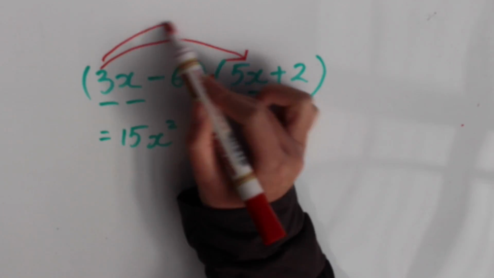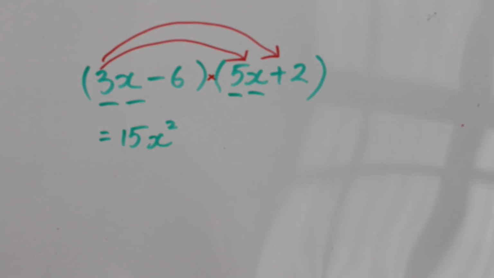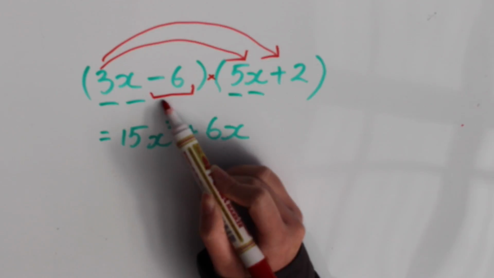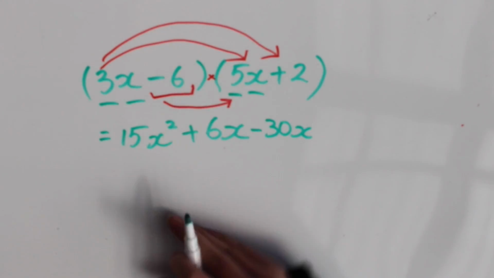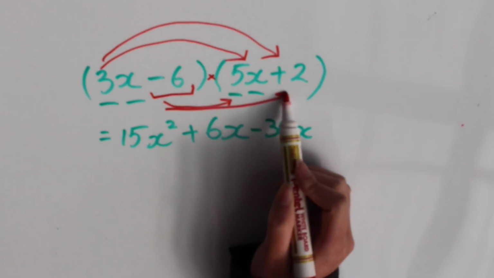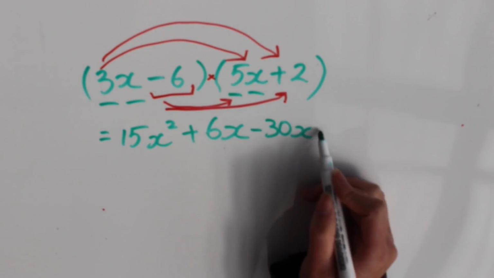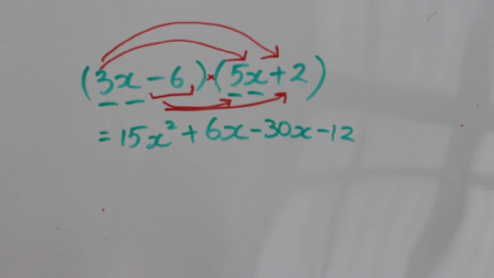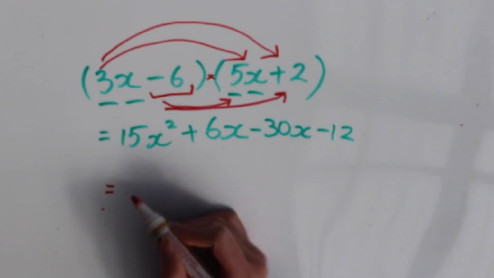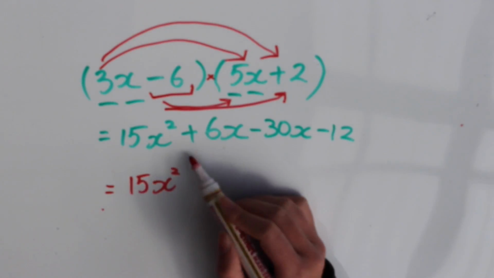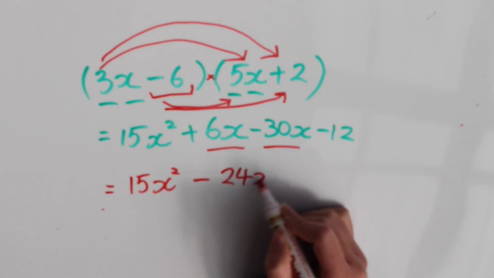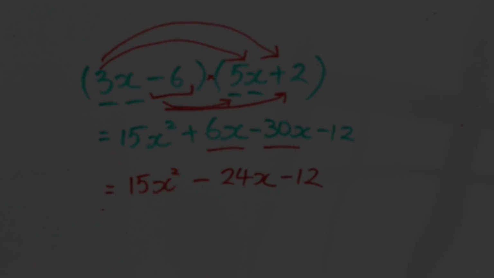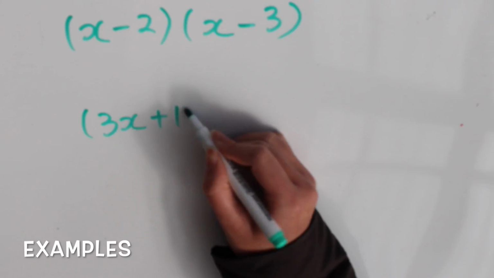Following the rules we learned before, now 3x is multiplied by 2 to give us 6x. Next, negative 6 is multiplied by 5x to give us negative 30x. And finally, negative 6 is multiplied by 2 to give us negative 12. Again, we must simplify this expression by adding like terms together to give us the final answer of 15x squared minus 24x minus 12. Here are some examples for you to try on your own.